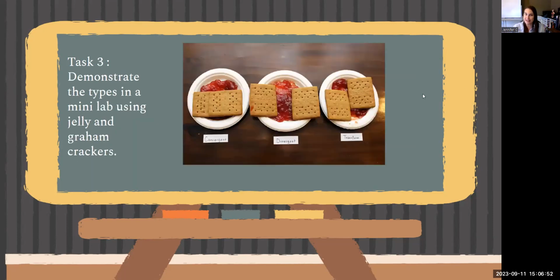All right, for our third task today, we're going to demonstrate the types using a little mini lab of jelly and graham crackers. And you can try this at home or at school with whatever you have. You might just have some saltines and you're going to put them in icing. I've seen students put saltine crackers after lunch on top of ketchup. That's fine too. All right, so let me show you my lab here. Here we go.